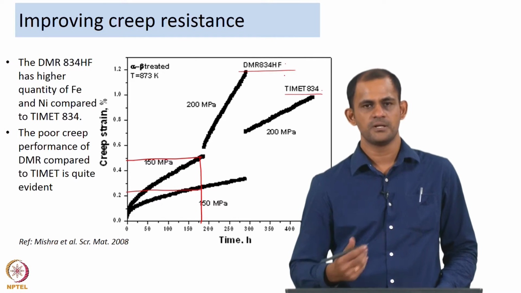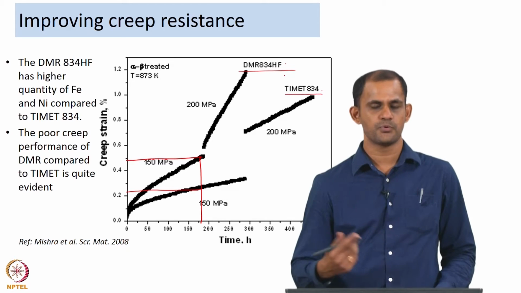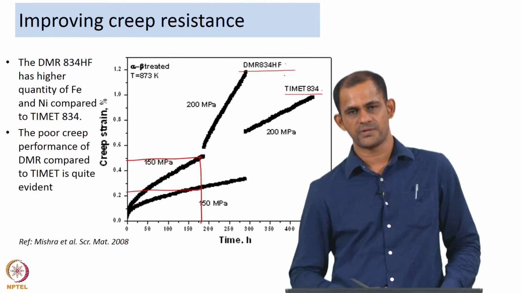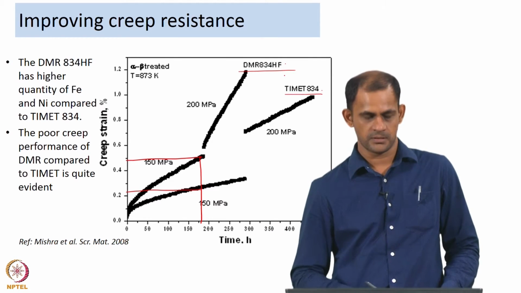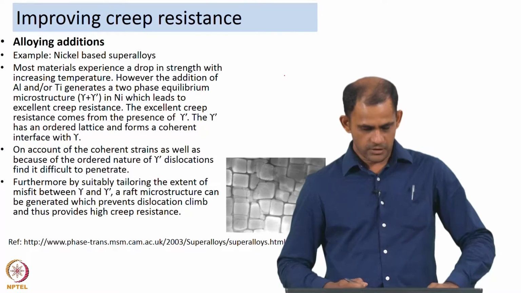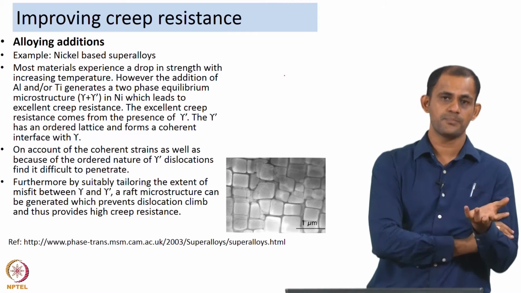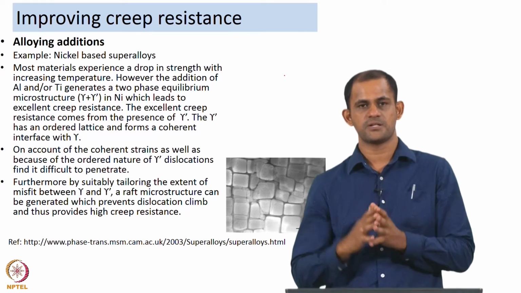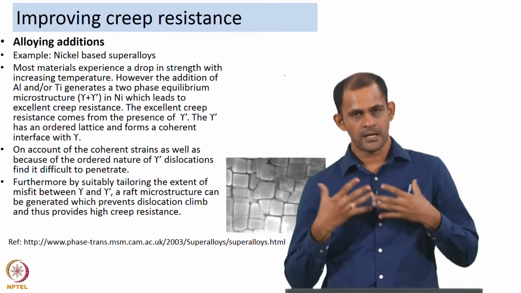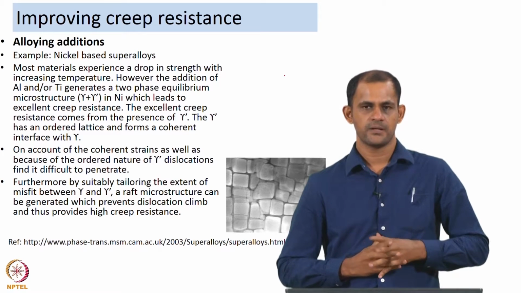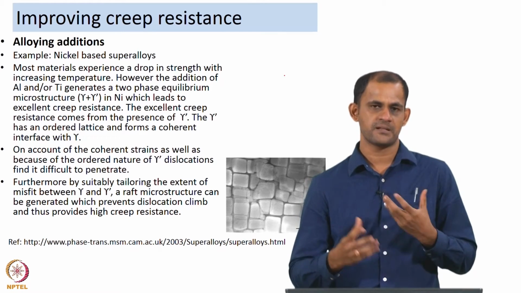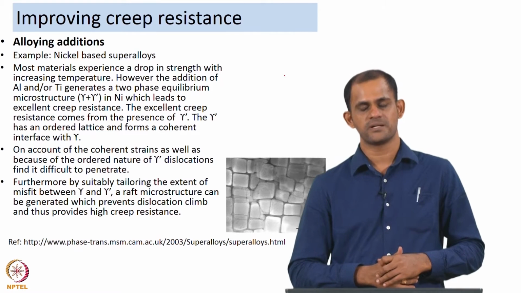You have to be careful that you do not have any impurities which can increase the diffusivity of the material. Let us also talk about the role of alloying additions. So, we talked about impurities, but if you are talking of alloying additions, where you are intentionally adding elements into the material with a specific objective in mind, then that can also lead to improvement in creep performance.